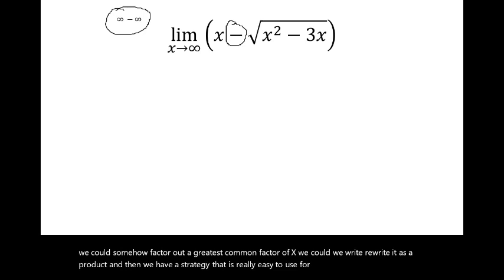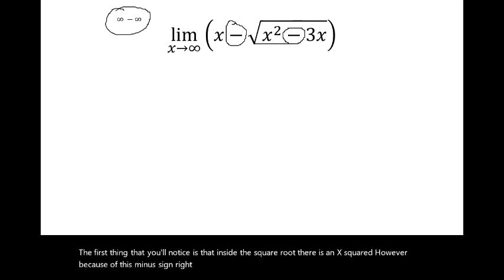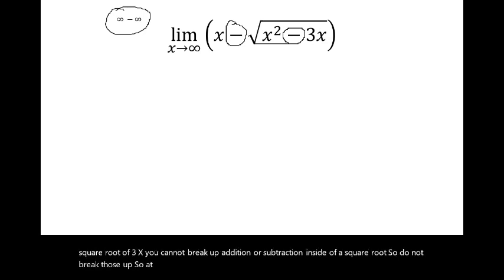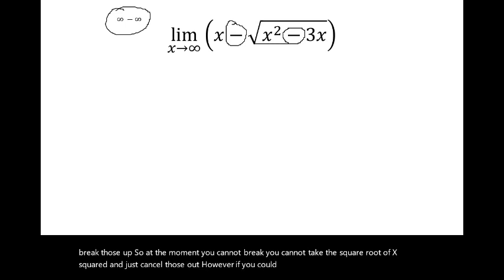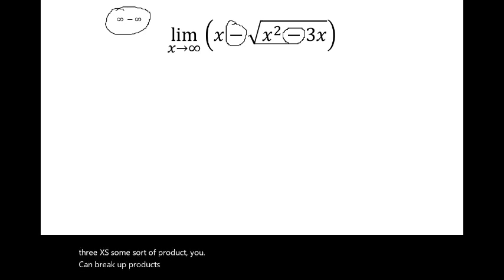So the first thing that you'll notice is that inside the square root there is an x squared. However, because of this minus sign right there, you cannot just take the square root of x squared and the square root of 3x. You cannot break up addition or subtraction inside of a square root. So do not break those up. So at the moment, you cannot take the square root of x squared and just cancel those out. However, if you could somehow rewrite x squared minus 3x as some sort of product, you can break up products underneath a square root.